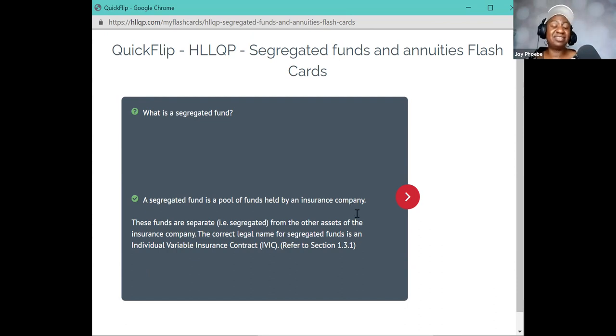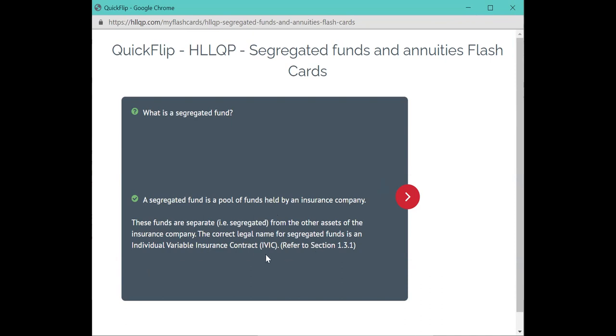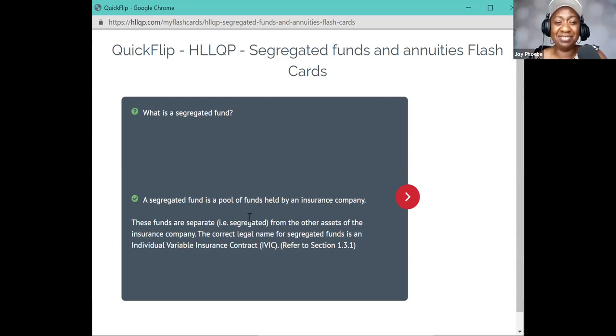You guys are correct. Everything that you said is correct. It's a pool of funds. These funds are segregated from other assets of the insurance company, and the correct legal name for a segregated fund is an individual variable insurance contract. Do you understand that? Yes. The legal name for seg fund is individual variable insurance contract. You see why this class is very important. This live class is more valuable than listening to me or watching the video.